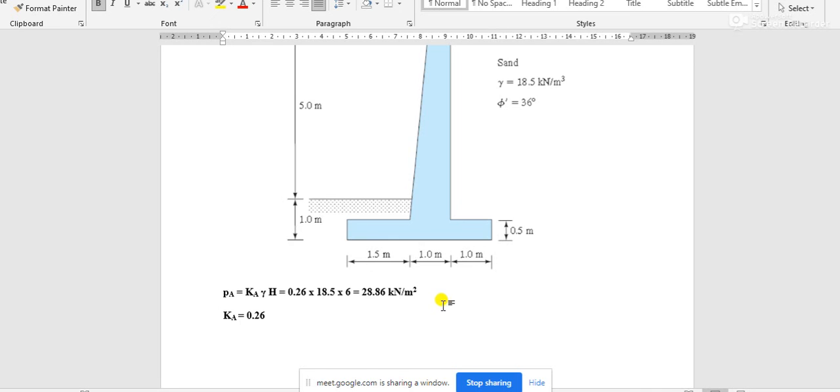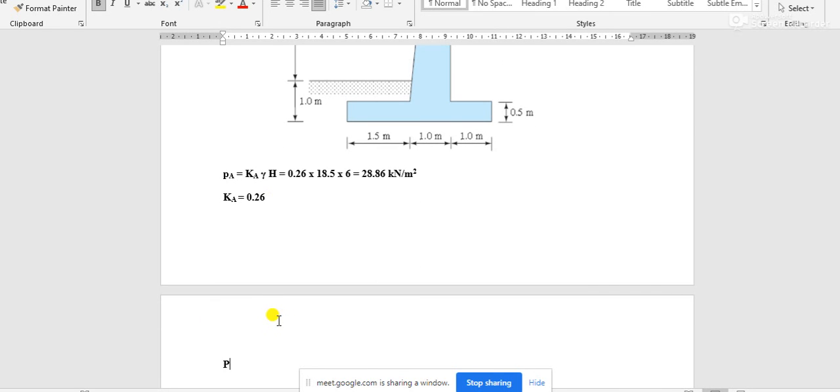Okay, now coming to the active thrust, that is capital PA, equals half of 28.86, that is the value of active pressure, multiplied by H, that is 6. 6 multiplied by 0.5, that is equal to 86.58 kilonewton per meter length of the retaining wall.